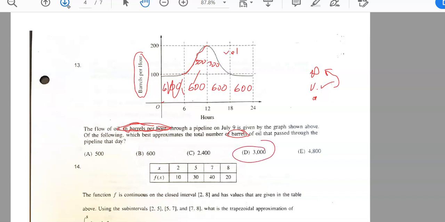Again, understand your units when we do area. We're just doing rectangles right now, base times height. That should be an h. Our base for all of these is, in this case, 6 hours. We're multiplying it by our height, which is barrels per hour. So that produces the unit of barrels that we're looking for.